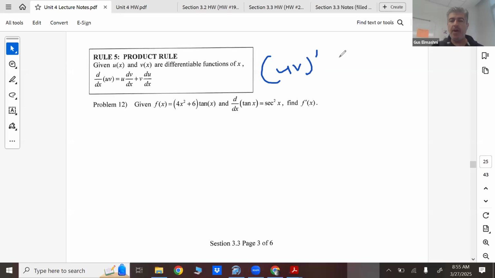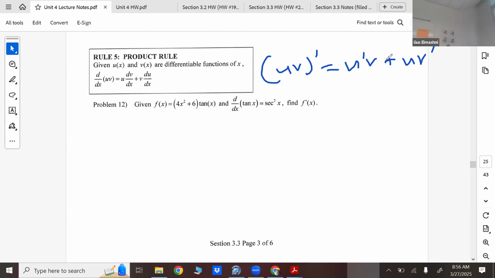UV prime plus U prime V. What it's saying is that I can take the derivative of one function times the original of the other, plus vice versa: plus the original of the first times the derivative of the second.